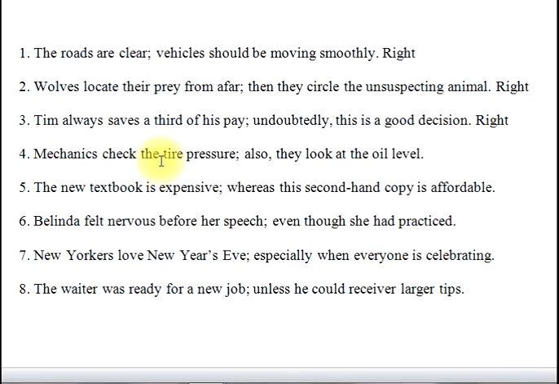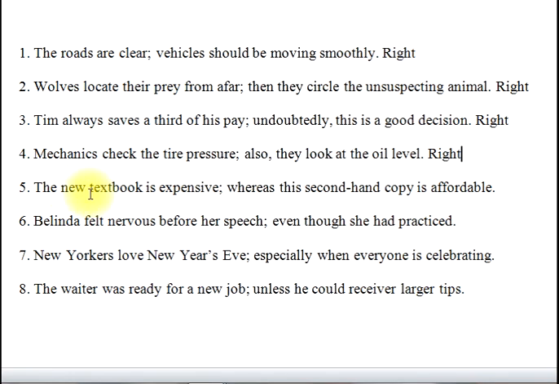Okay, mechanics check the air pressure; also, they look at the oil level. Can I take this out, put a period, come over here, put a capital A? Now, do I have two correctly formed simple sentences? Yes. So in the original version, it was right.